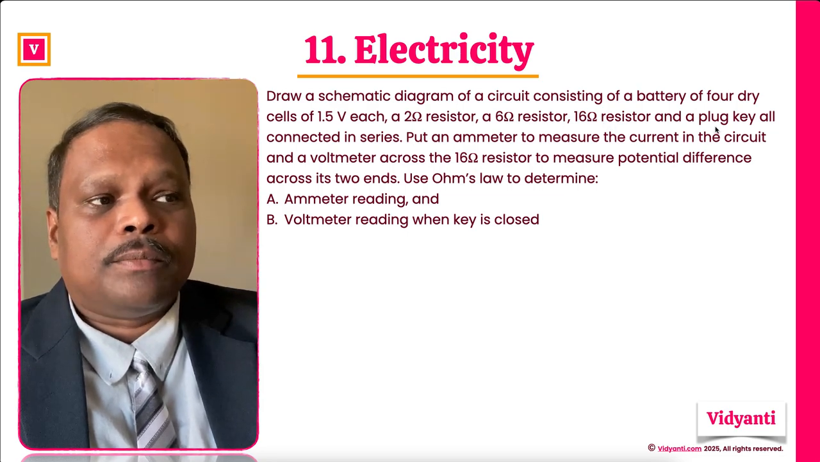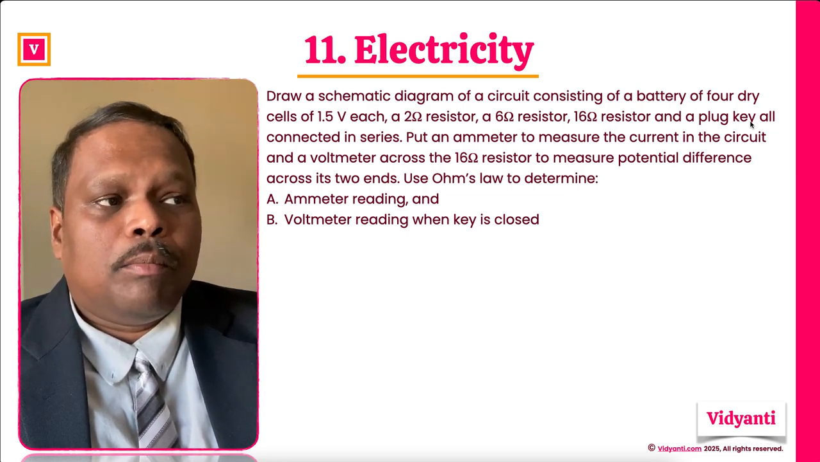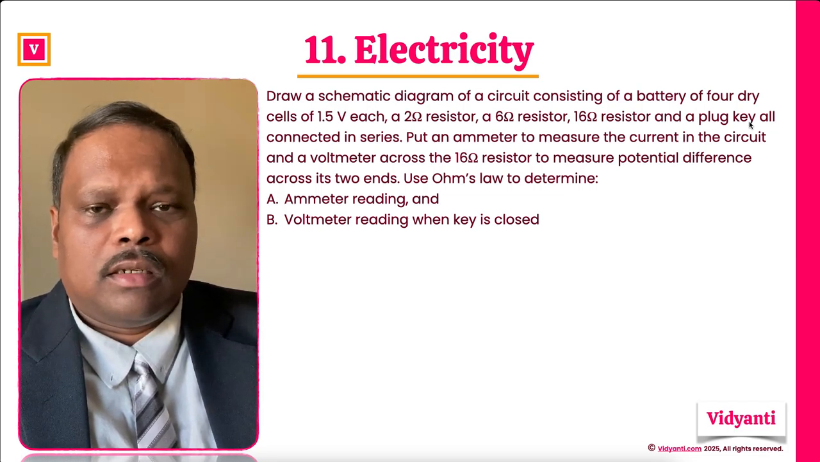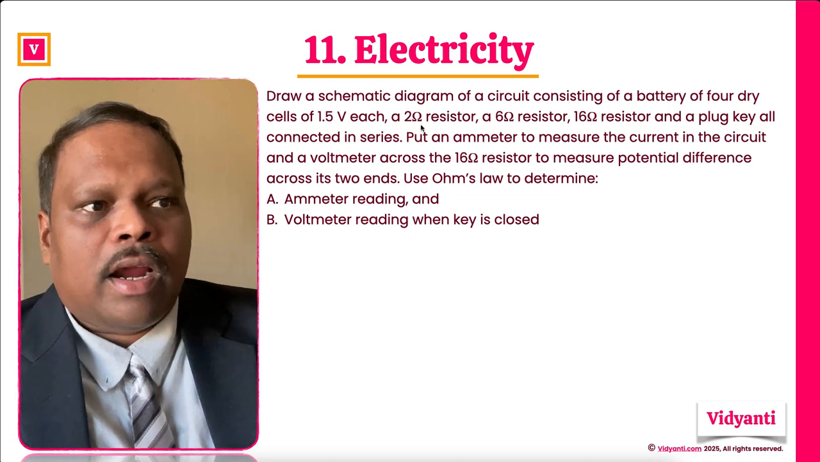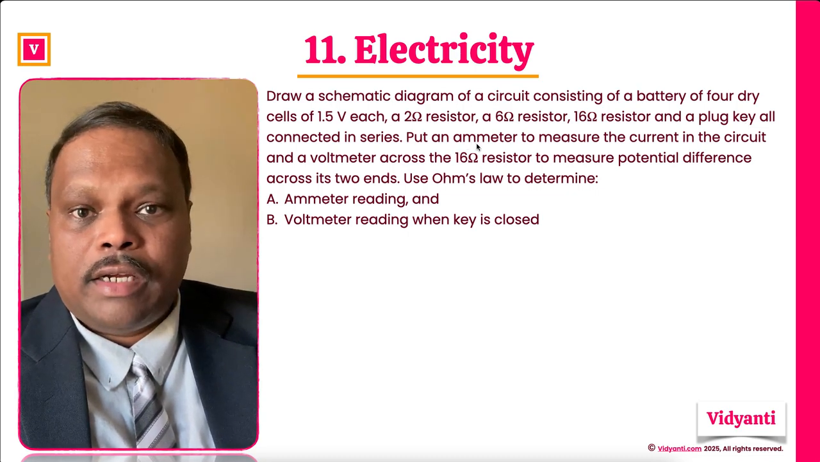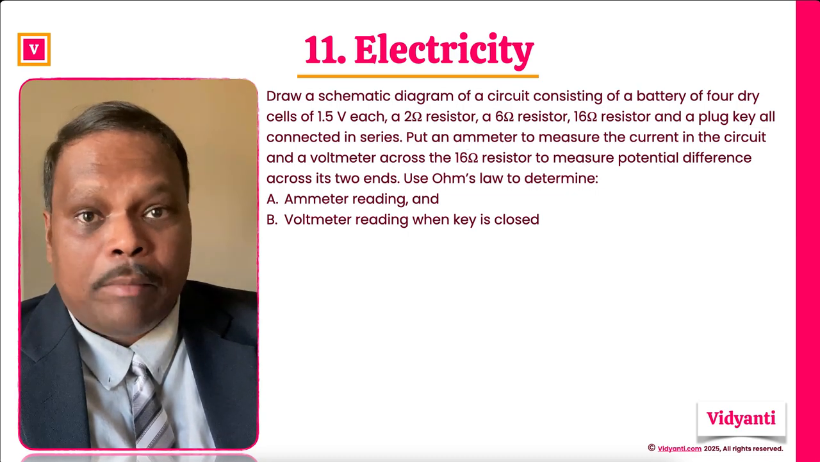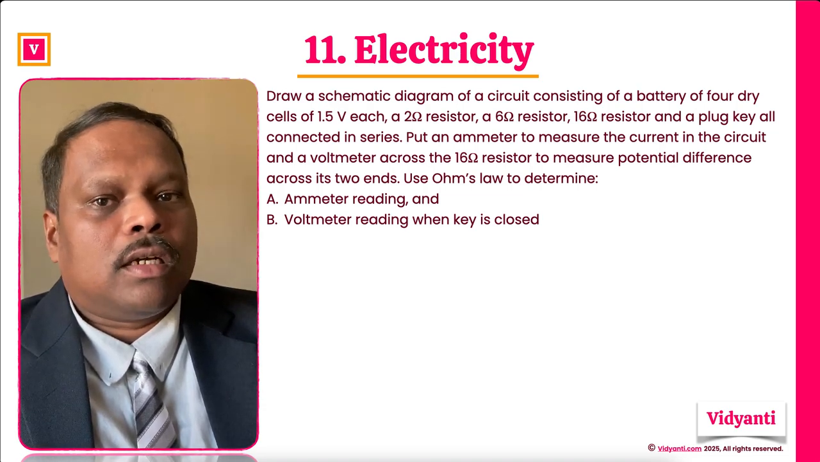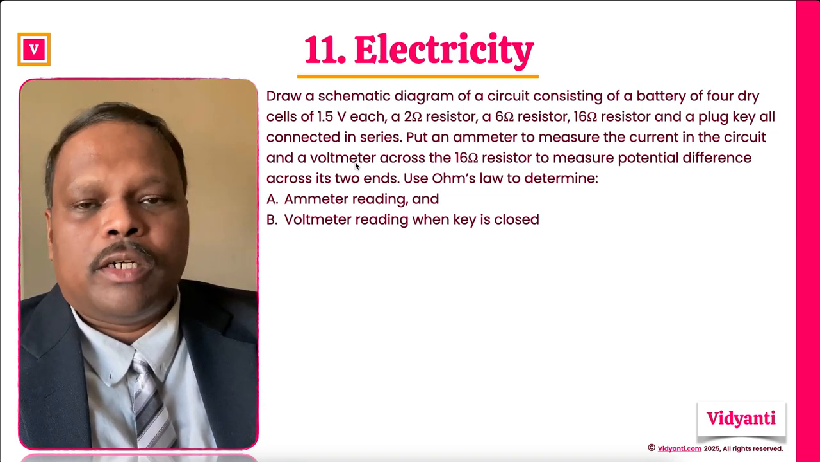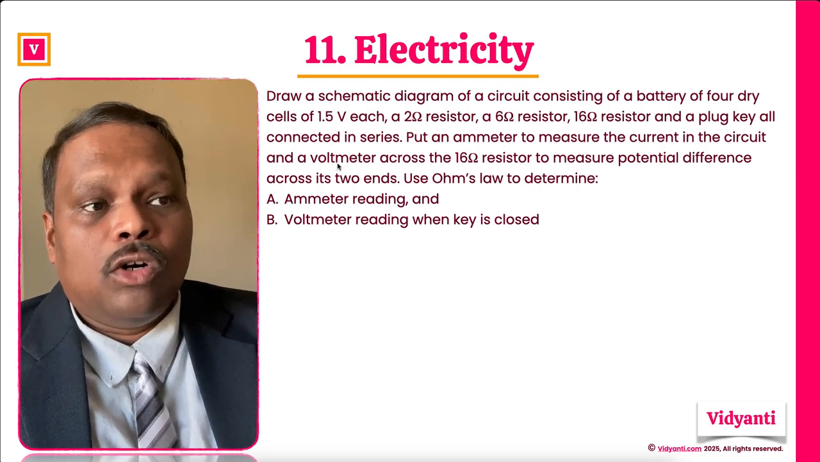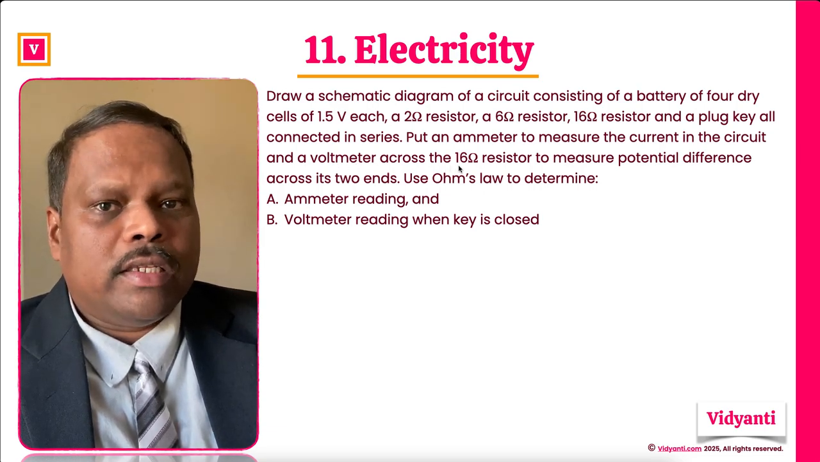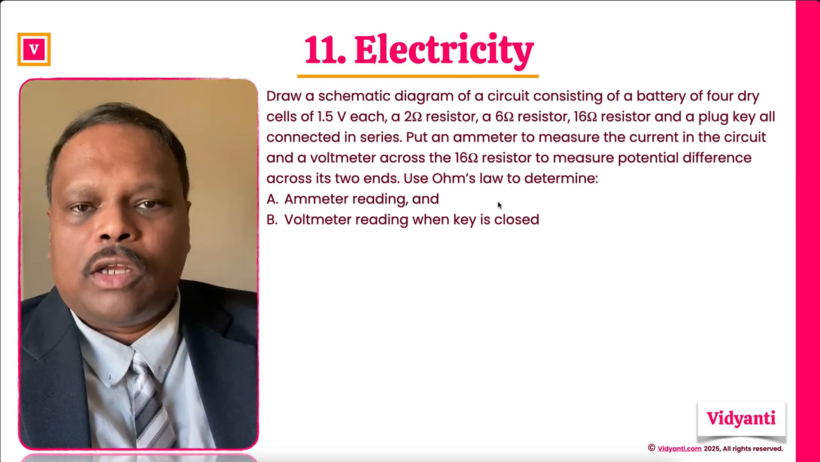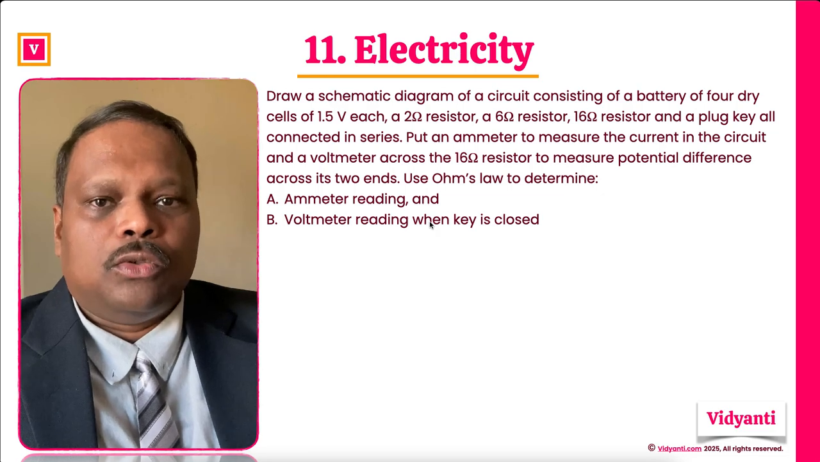They are connected all in series with a plug key. So everything is connected end to end, nothing complicated as such. And on top of that, we have to draw an ammeter, which is used to measure the current. Remember, ammeter is always connected in series and voltmeter is connected in parallel. That voltmeter is connected across only the 16 ohm to measure the potential difference. And then after drawing the circuit, we are supposed to solve these 2 sub questions.